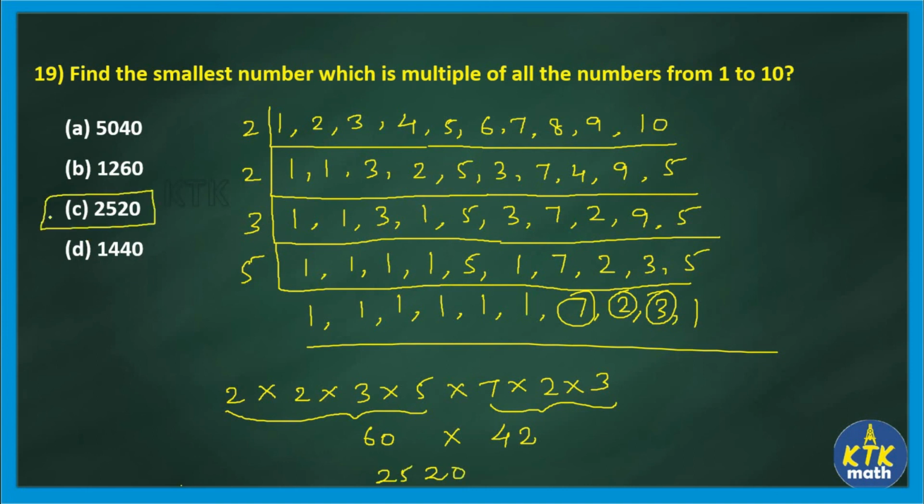Okay, so 2520 is the least number which is divisible by all the numbers from 1 to 10. So they are asking for a multiple and they are using the word smallest. That's the reason I'm finding LCM.